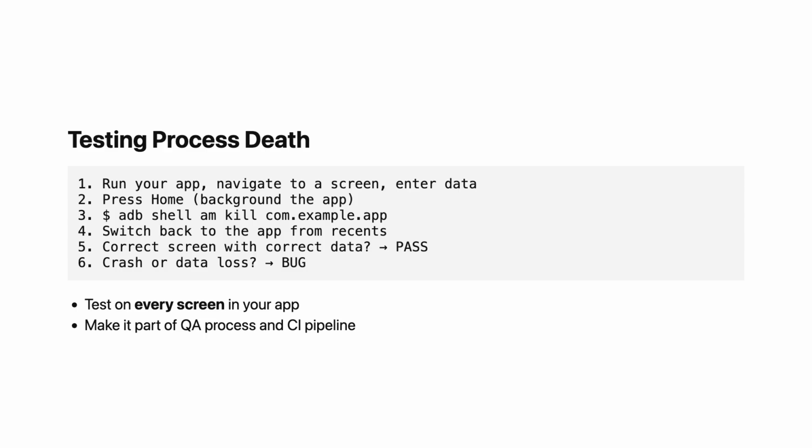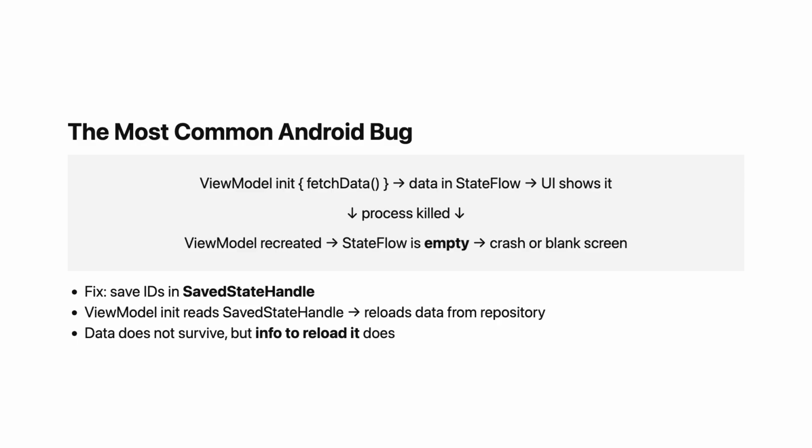Let me describe the pattern I see over and over in production apps. A developer creates a view model. They fetch data from the network and store it in a StateFlow or LiveData. The UI observes it and displays it beautifully. They test it, it works, they ship it, but they never tested process death.